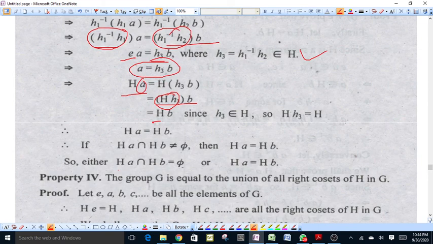That is, Ha and Hb right cosets are identical. That is, if Ha and Hb are not mutually disjoint, then they will be identical. Hence, any two right cosets are either mutually disjoint or they are identical.